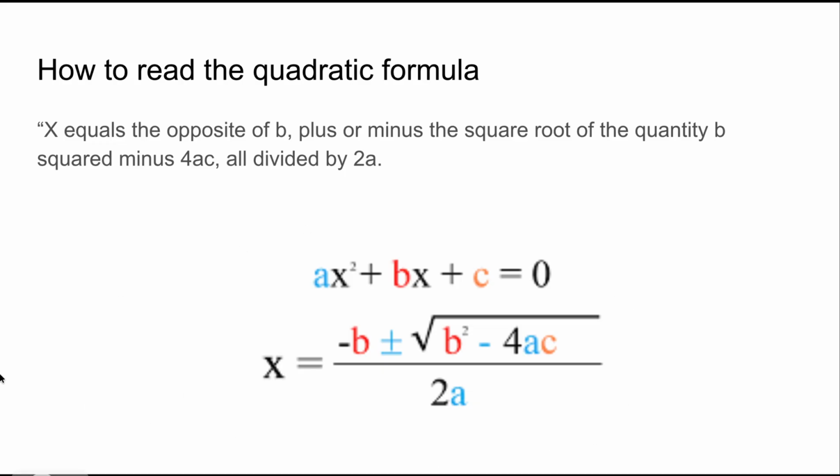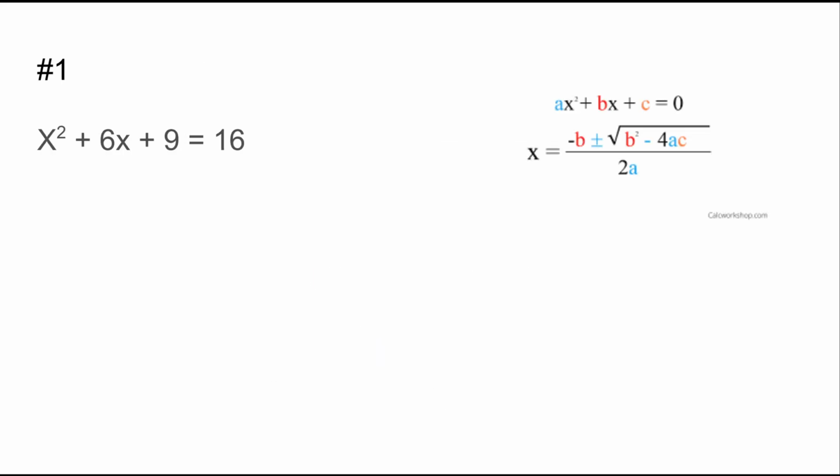x equals the opposite of b plus or minus the square root of the quantity b squared minus 4ac, all divided by 2a. So if you've had a chance to listen to the quadratic formula song, go ahead, because I want you to be able to have that memorized by the end of today. There may or may not be a pop quiz, so make sure you have it memorized. So let's go through number 1.